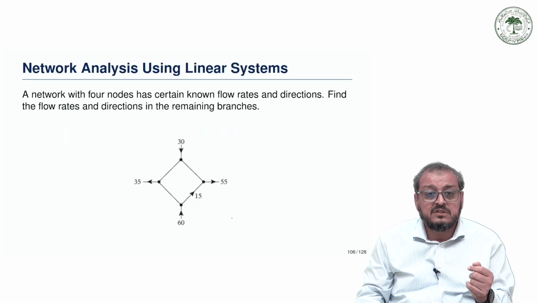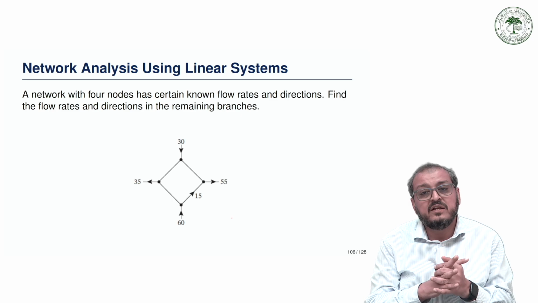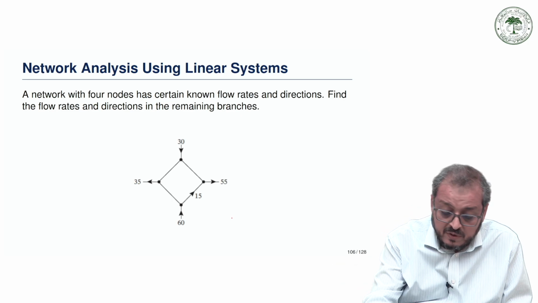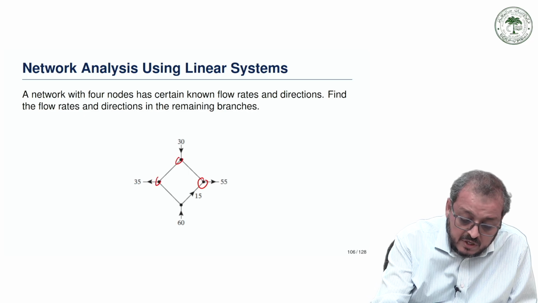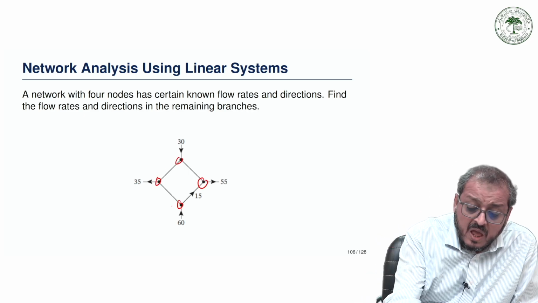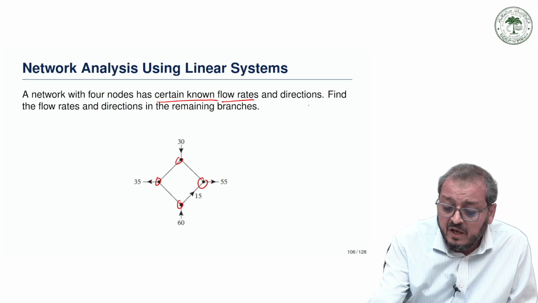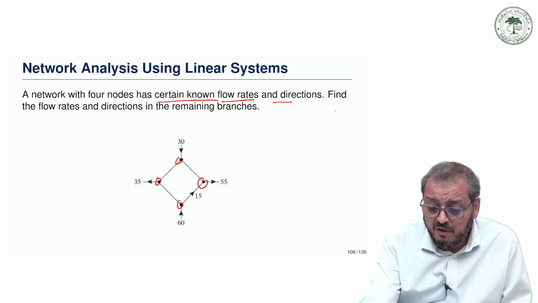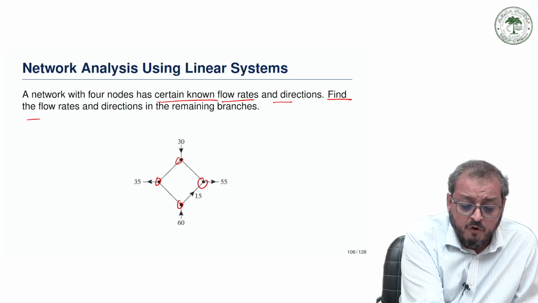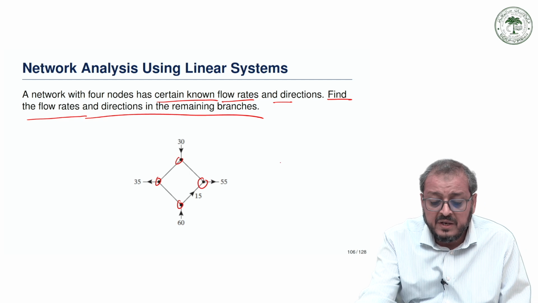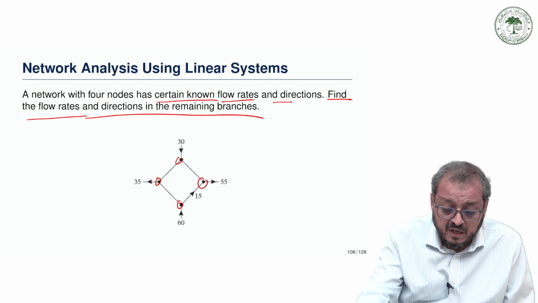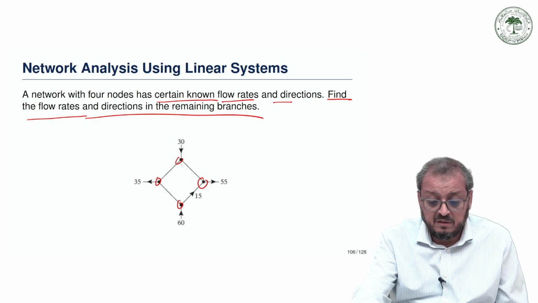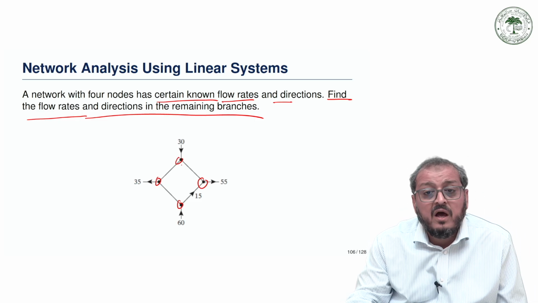Let's start with the first one, network analysis using linear systems. Network analysis means a network with 4 nodes, 1, 2, 3 and 4. It has certain known flow rates and directions. Now the objective is to find the flow rates and directions of the remaining branches. So we have to write the flow rates and directions in the remaining branches of this flow.